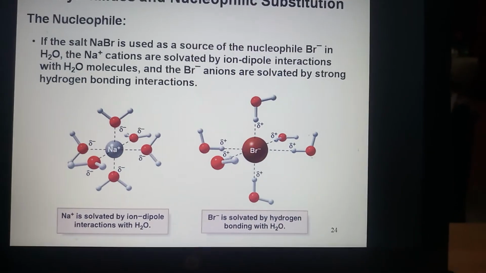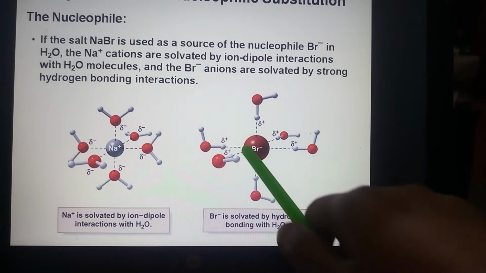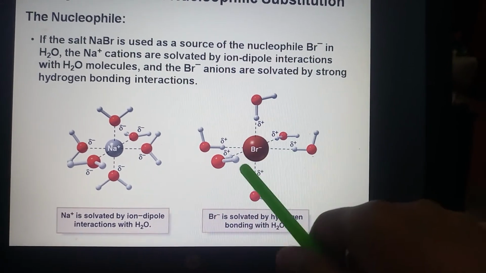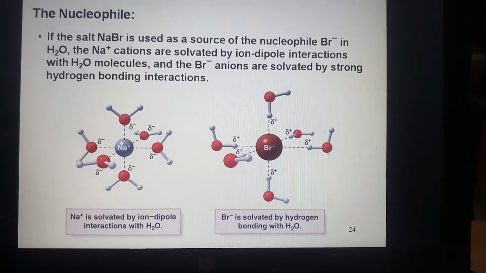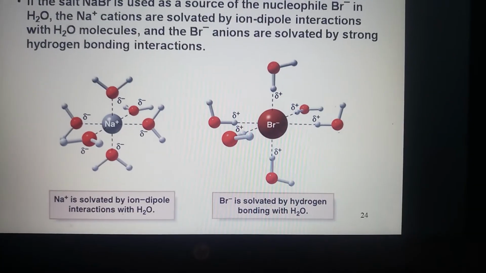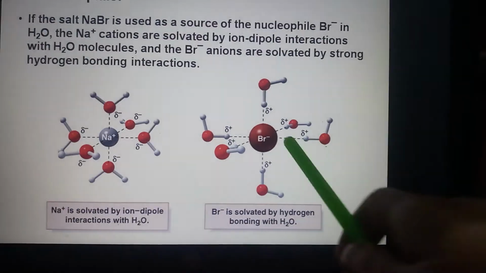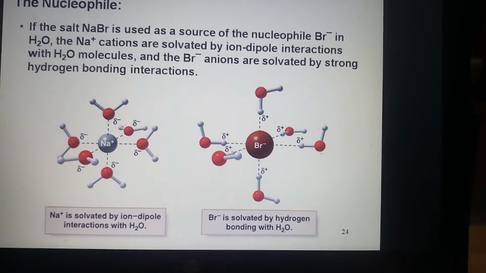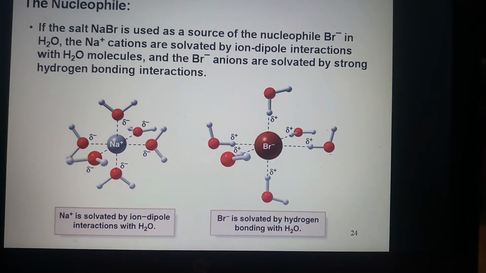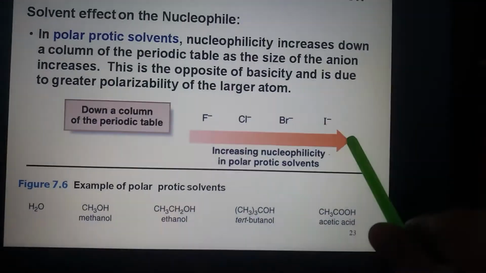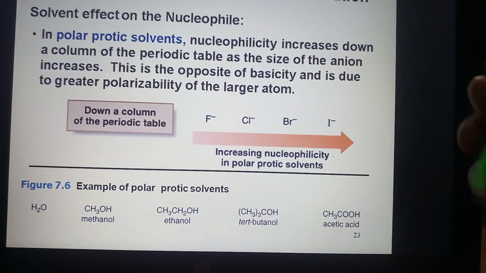when the salt NaBr is used as a source of the nucleophile Br- in water, the sodium cations are solvated by ion-dipole interaction with water molecules, as you have seen in the diagram, and bromide anions are solvated by strong hydrogen bonding interactions. So its effective size gets bigger. You can see the series from fluoride to iodide, the nucleophilicity increases.